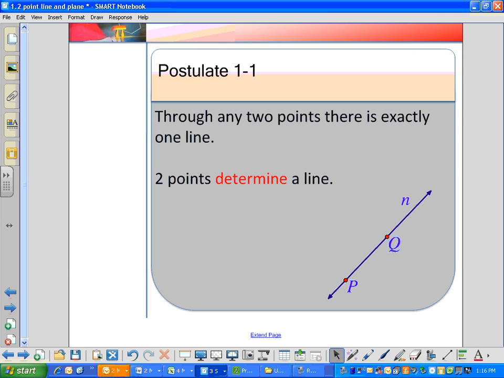Okay, now we got to talk about the first 4 postulates. And the first 4 postulates are actually the fundamentals of geometry. Everything else is based off the fact that these things are true. So before we talk about those postulates, we should probably talk about what that word postulate means. And a postulate is something that we believe is true, but we can't prove it.